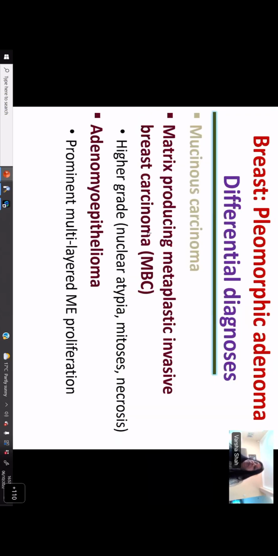The other one is, could it be a matrix-producing metaplastic invasive carcinoma? Now, most of them are high-grade metaplastic carcinomas we are talking about. So they will have high nuclear grade, mitosis, or necrosis. But could it be a low-grade matrix-producing metaplastic carcinoma? I'll come to it just in the next slide. And the other differential diagnosis, because it's a biphasic tumor, is adenomyoepithelioma.